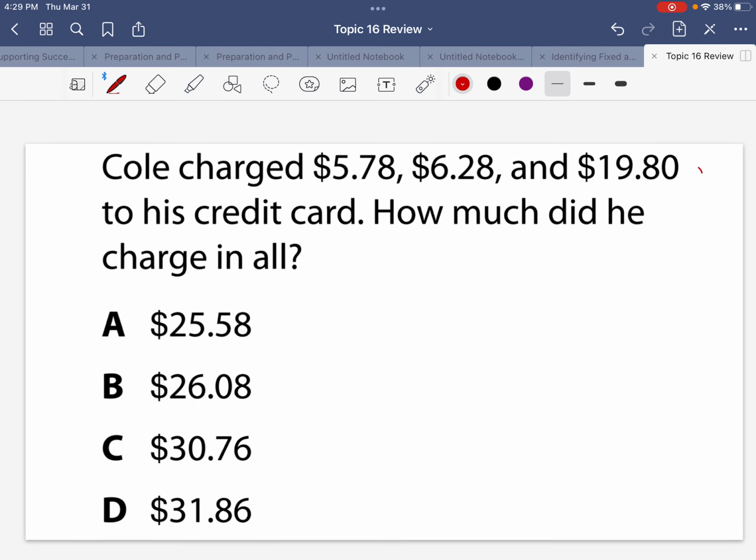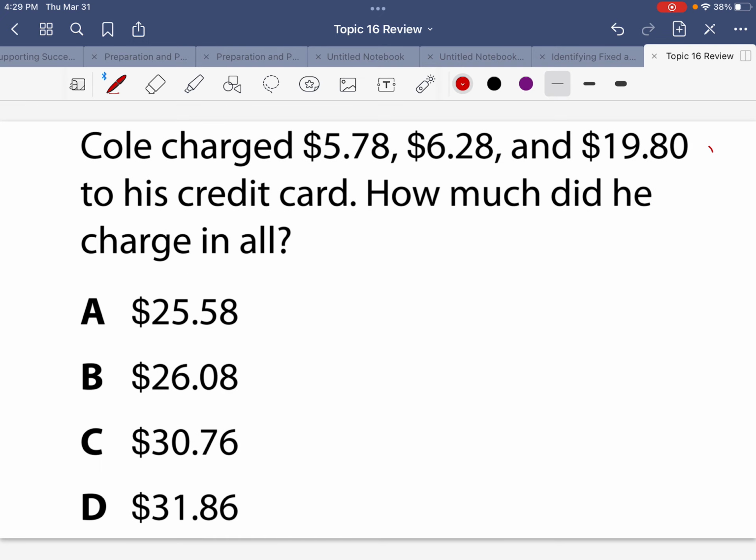Okay. Next one says, Cole charged $5.78, $6.28, and $19.80 to his credit card. How much did he charge in all? So I'm going to do my cubes. I'm going to circle my important numbers.